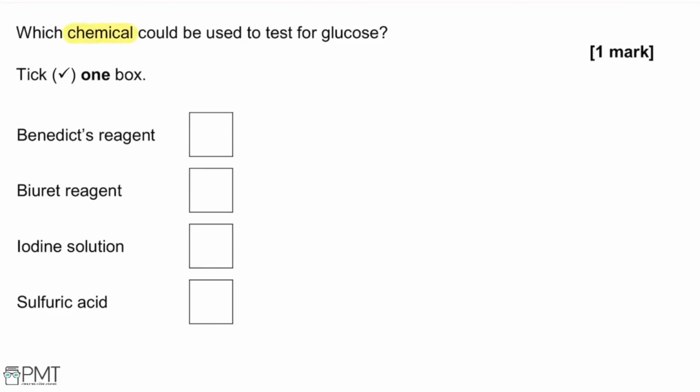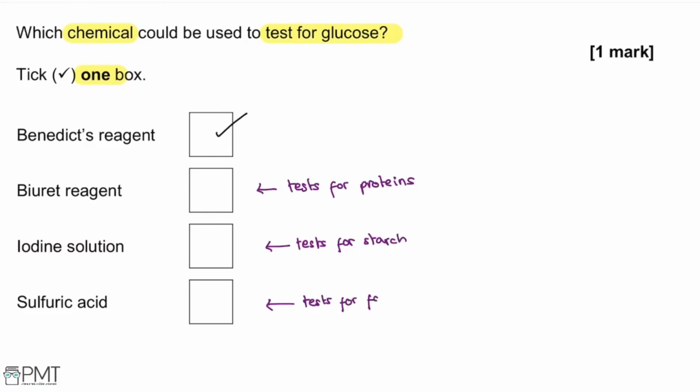Which chemical could be used to test for glucose? Tick one box. So looking at the options, we've got Benedict's reagent, biuret reagent, iodine solution and sulfuric acid. So the answer to this question is Benedict's reagent. The biuret reagent tests for proteins, iodine will test for starch, and sulfuric acid tests for fat content, so this is quite often done in milk.